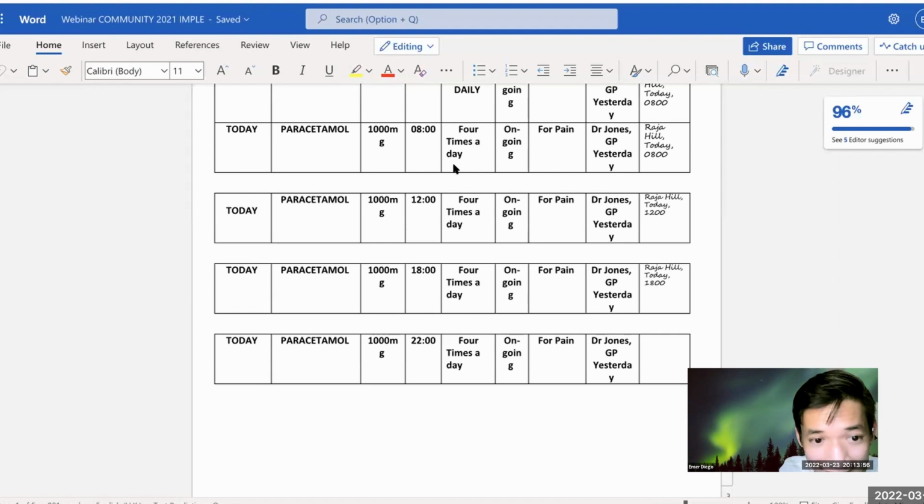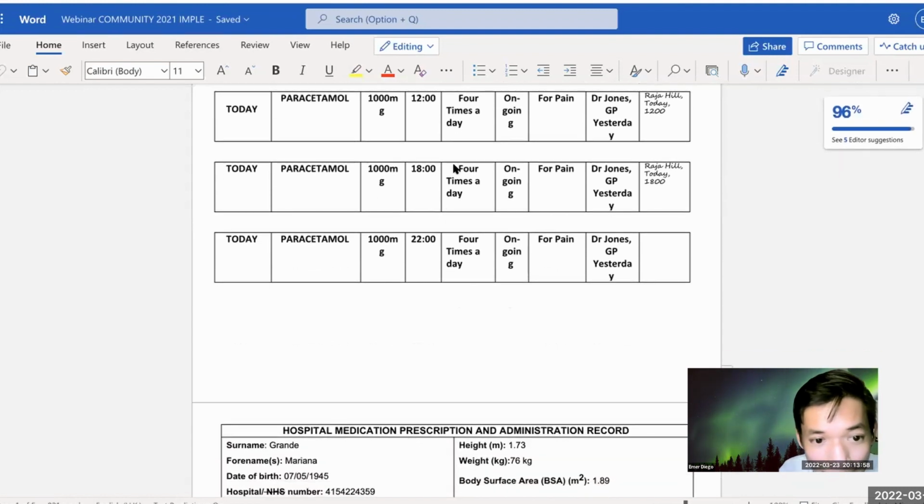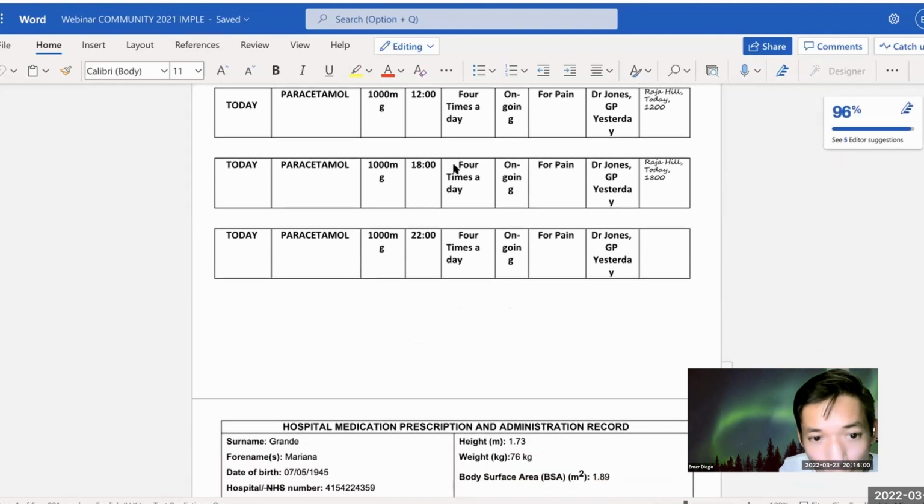Sorry, I'm a bit rushing now, guys. So the last medication is your paracetamol, 1,000 milligrams, 2200 hours, 4 times a day, ongoing for pain, signed by Dr. Jones, GP, yesterday. Are we giving this or not? Yes. Yep. We are giving this medication.